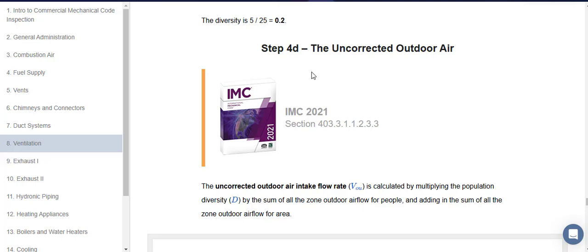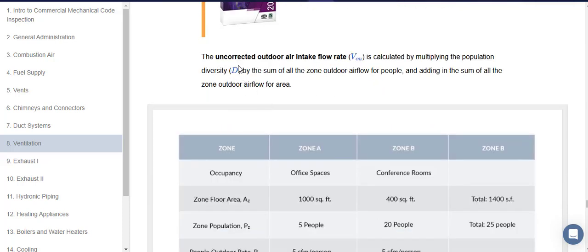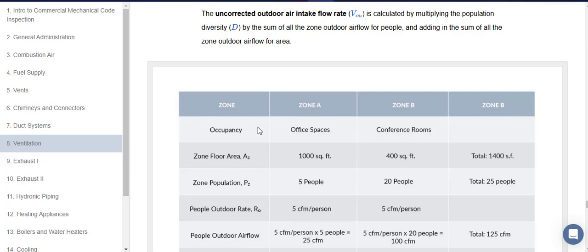Step 4D, the uncorrected outdoor air. International Mechanical Code 2021 section 403.3.1.1.2.3.3. The uncorrected outdoor air intake flow rate Vou is calculated by multiplying the population diversity D by the sum of the zone outdoor airflow for people, and adding in the sum of all zone outdoor airflow for area.